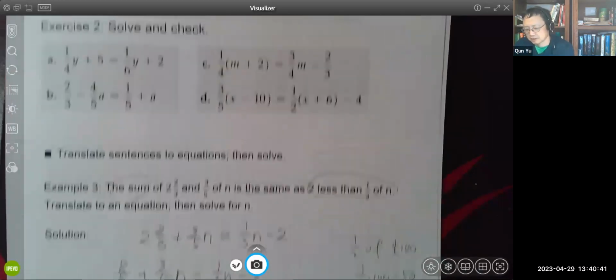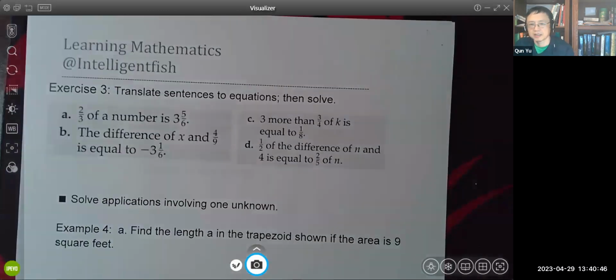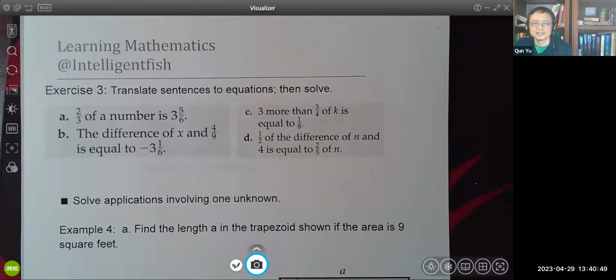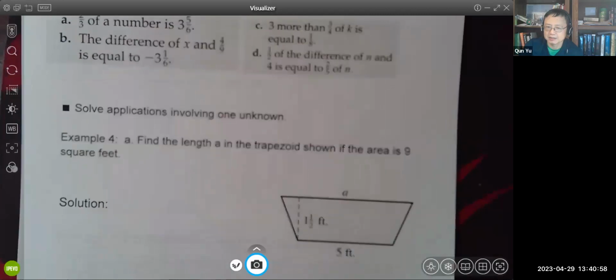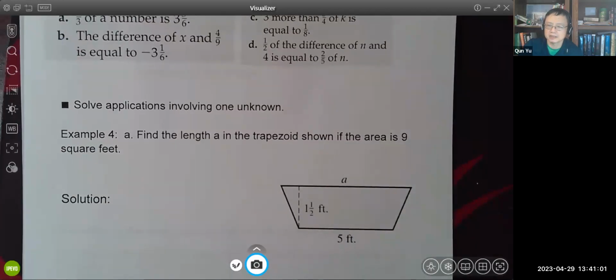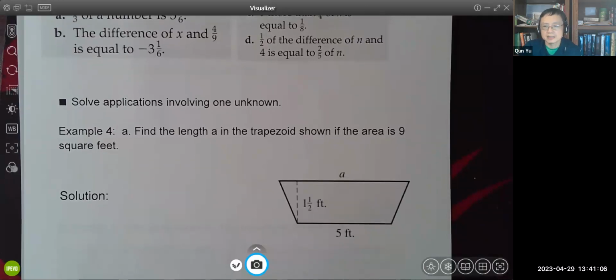Now, next one. Exercise again. Another application problem involving fractions. So basically this whole section is about working with fractions. Find the length A in a trapezoid shown in this figure if the area is 9 square feet.